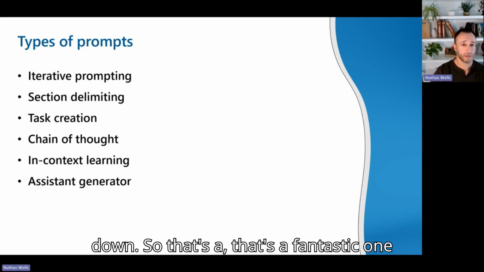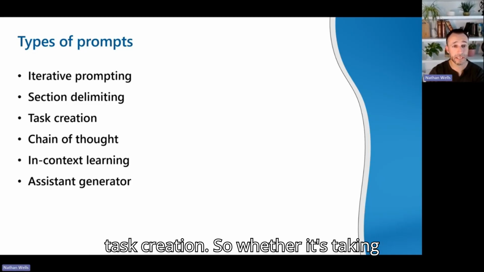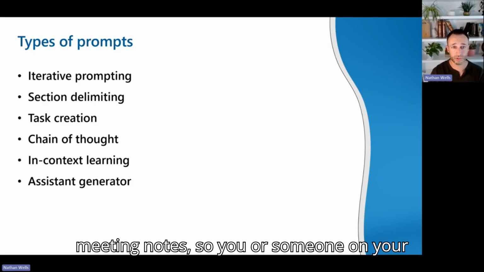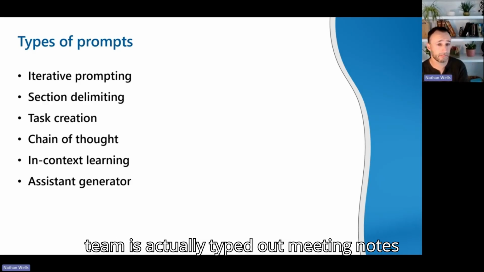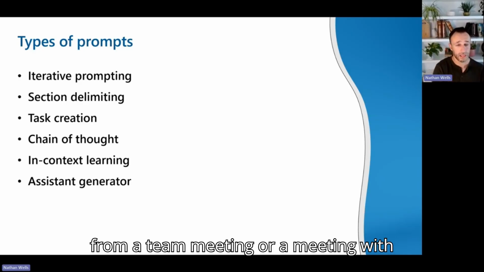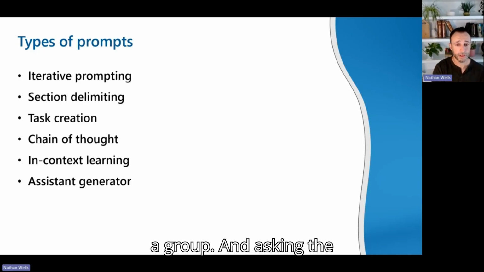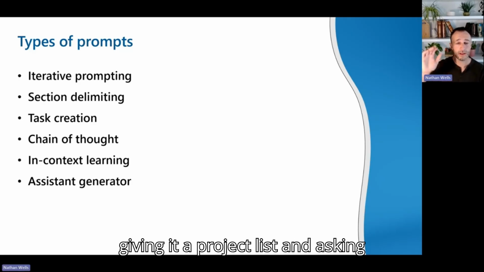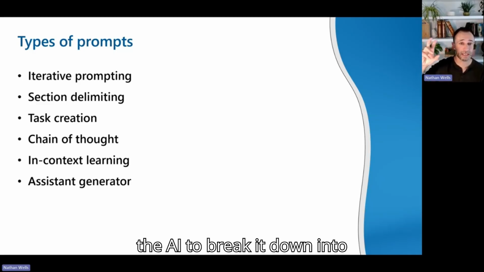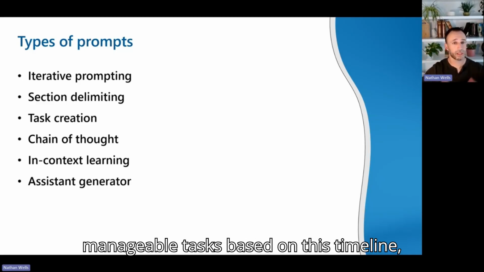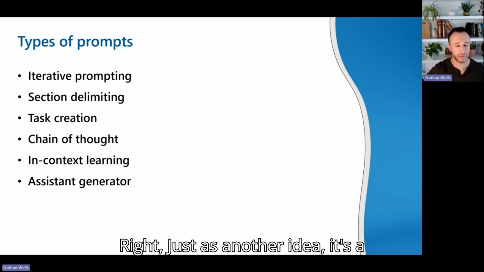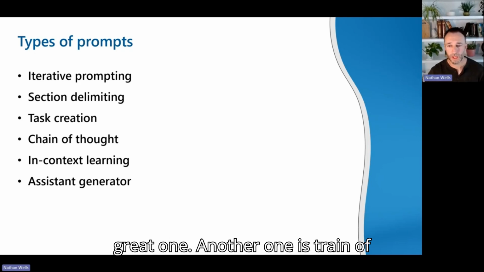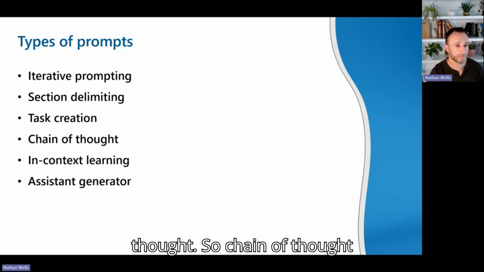So task creation. Whether it's taking meeting notes, so you or somebody on your team has actually typed out meeting notes from a team meeting or a meeting with a group, and asking the AI to help create actionable tasks, or giving it a project list and asking the AI to break it down into manageable tasks based on this timeline, right? Just as another idea. It's a great one. Another one is chain of thought.